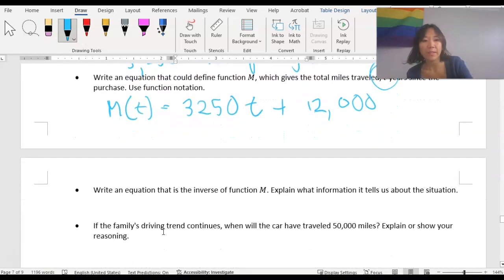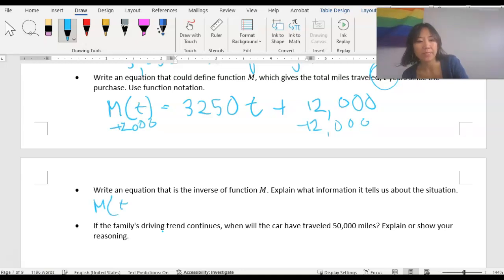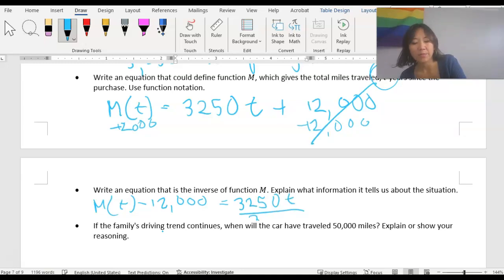Now, if I want to find the inverse, I'm going to start by subtracting 12,000 on both sides. And then I can rewrite this. M of t minus 12,000 equals 3,250 t. Then divide by 3,250 on both sides. This is 1 now, so we're left with t, and so this is your inverse.